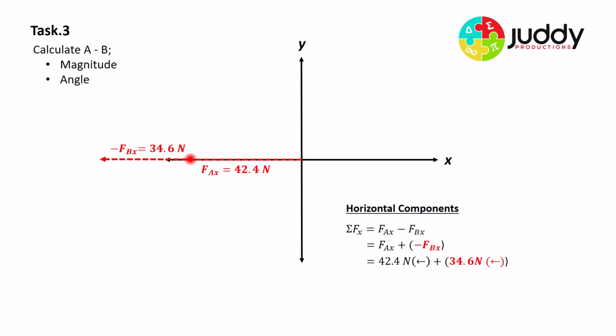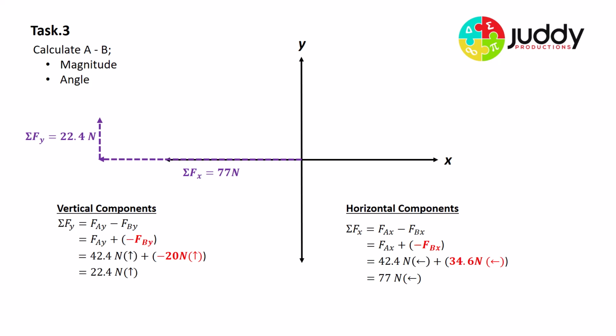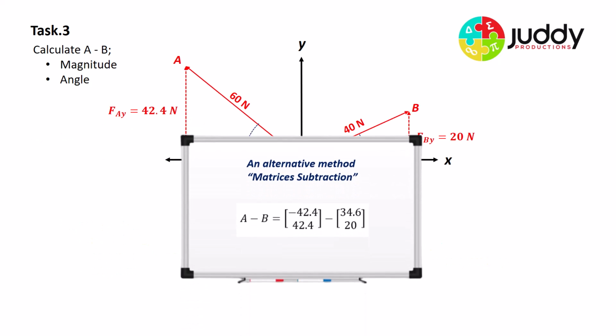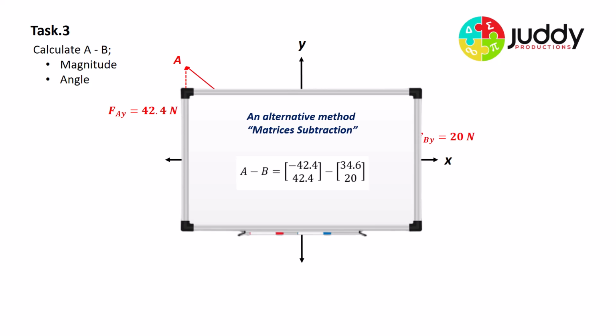So we're adding the tail of the negative BX to the tip of the positive AX. Do that and we end up with a net force of 77 newtons to the left. So there's our vertical component and our horizontal component placed together. And that's our net force.